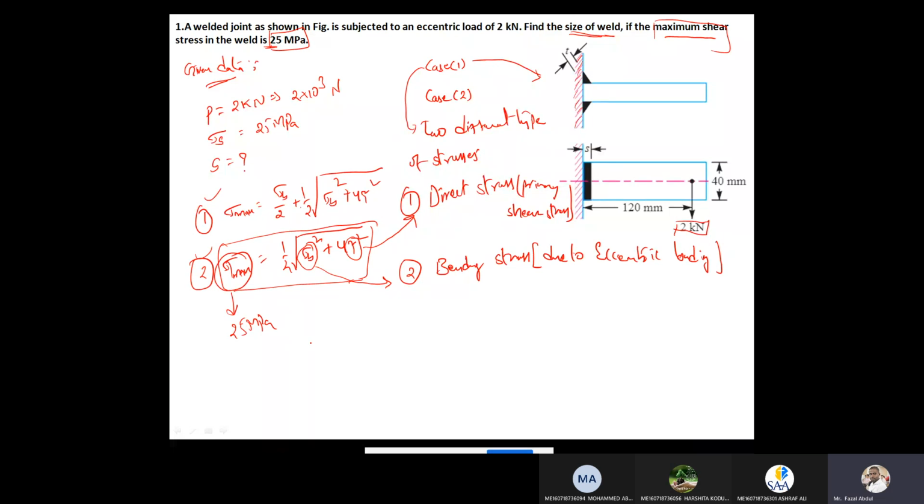Now I am calculating shear stress. The general equation for stress is load by area. The load given in the question is 2 into 10 to the power of 3. What is the failure area here? 2 into t into l, where t is the throat thickness, as we did in the previous class. In place of t, I am writing 0.707 into s into l.